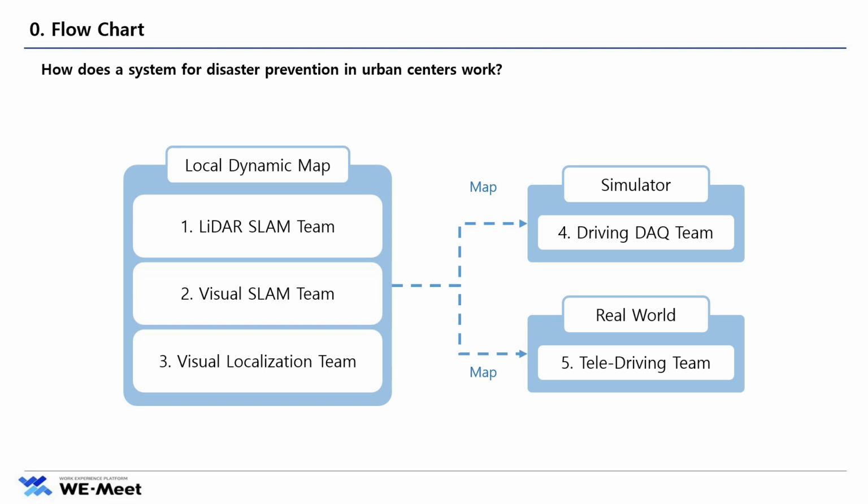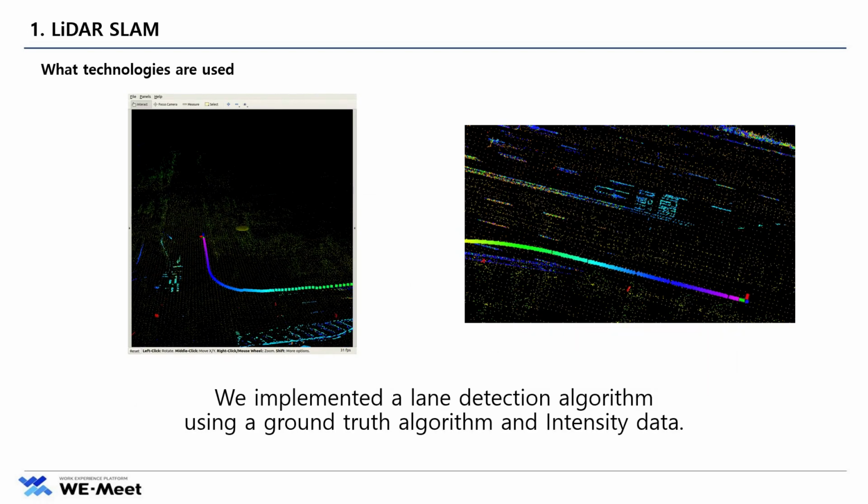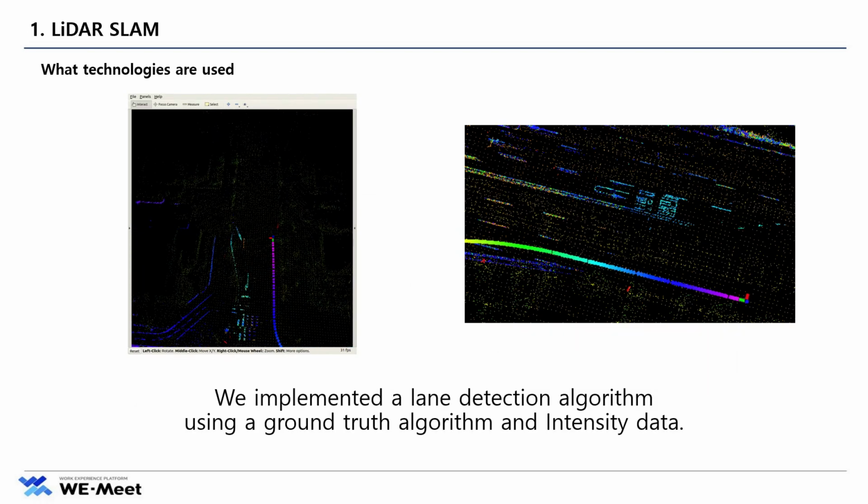As you can see, the local dynamic map team created HD maps, and then the teledriving team and the driving DAQ team aim to simulate and remotely drive based on the maps. We also studied precise positioning technology through cameras for disaster prevention in urban areas. Let's start with the LiDAR SLAM part of the local dynamic map team.